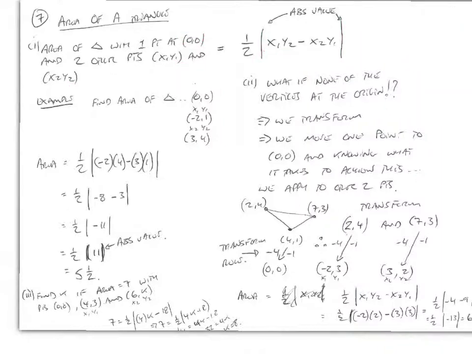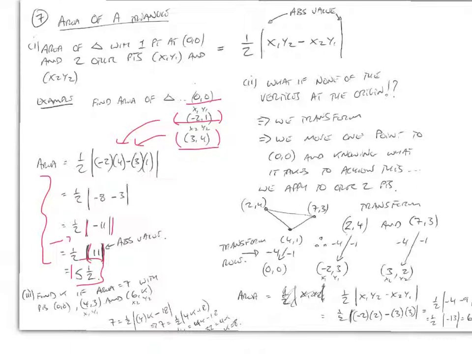So here's an example. Find the area of the triangle with the points 0, 0, one's at the origin, minus 2, 1, and 3 comma 4. So you simply note the first point x1, y1, the second point x2, y2, and plug those values into the formula, and you'll get the area equal to half the absolute value of minus 11, which is half of 11, is 5.5.